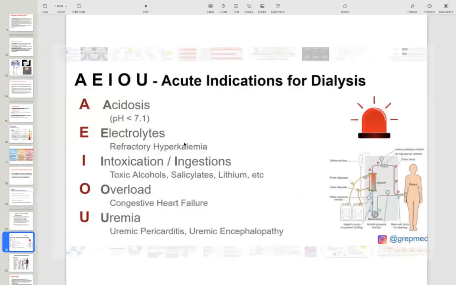So here is a mnemonic for acute indications for dialysis. A for acidosis, pH less than 7.1. E for electrolytes, refractory hyperkalemia. I for intoxication with substances such as alcohol, salicylates, lithium, etc. O for overload: congestive heart failure. U for uremia: uremic pericarditis, uremic encephalopathy.